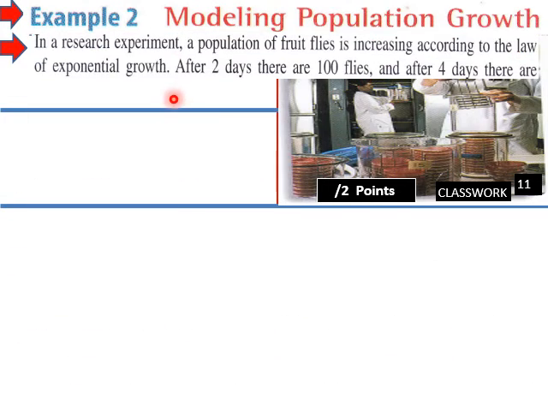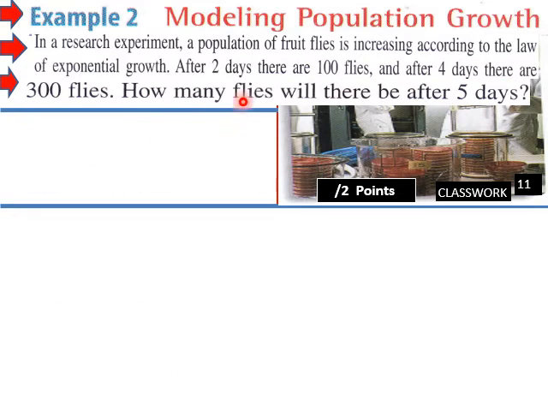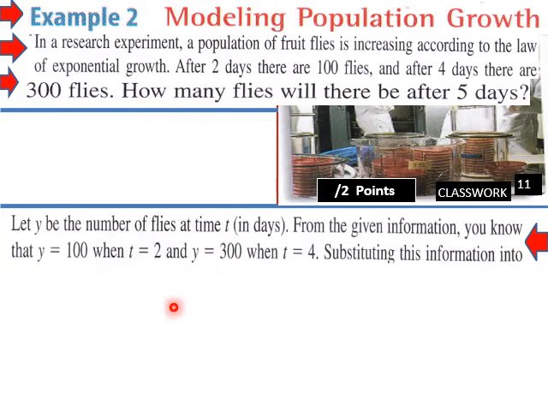Example 2, modeling population growth. Research experiment. Population of fruit flies is increasing according to the law of exponential growth. After 2 days, there are 100 flies, and after 4 days, there are 300. How many flies will there be after 5 days? So let y be the number of flies at time t in days. From the given information, you know that y equals 100 flies, t equals 2.